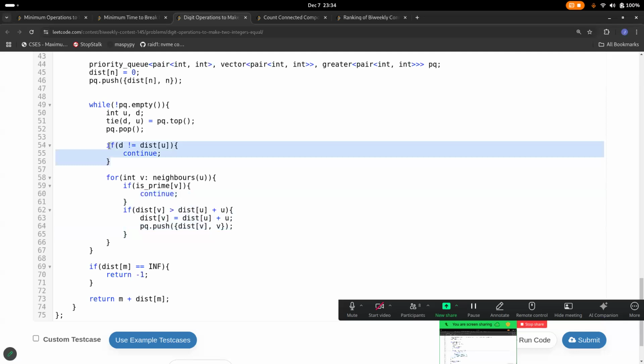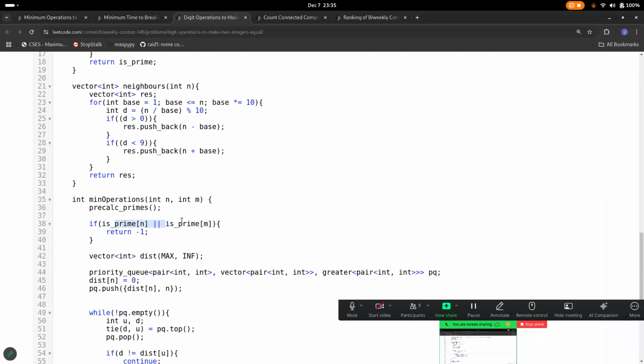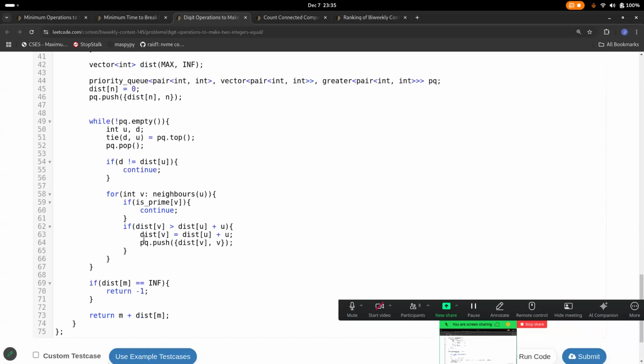So in that case we continue. Then if not, like if this is the node with minimum distance right now in the graph, we iterate over all the neighbors of this node, check if the neighbor is prime. If it's prime, continue. Like we don't want to consider prime numbers in this whole calculation of minimum distance. And we also ensured over here that n and m are non-prime. If they are prime, we by default return -1.